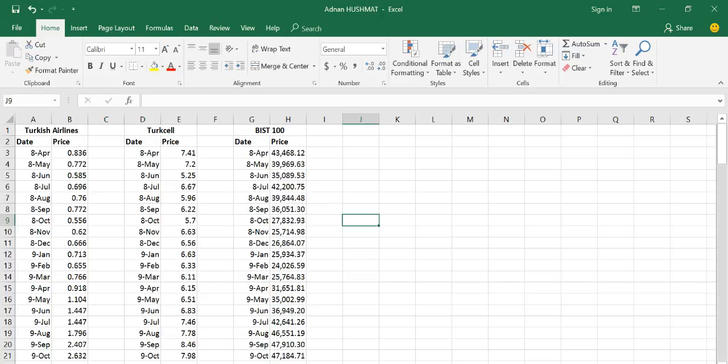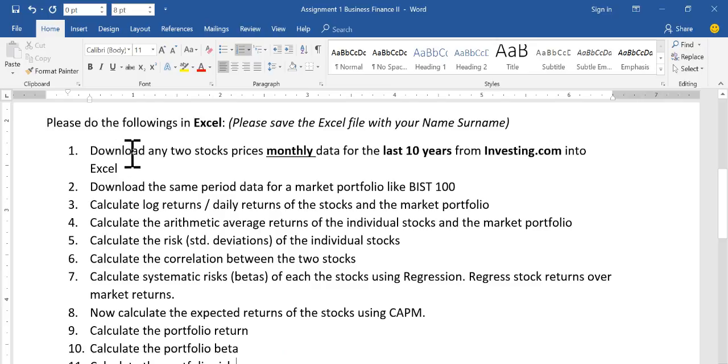So we are done with requirement number 1: download any two stock price monthly data for the last 10 years from investing.com into the Excel sheet. We have done this. The second point is to download the same period data for the market portfolio like BIST 100.